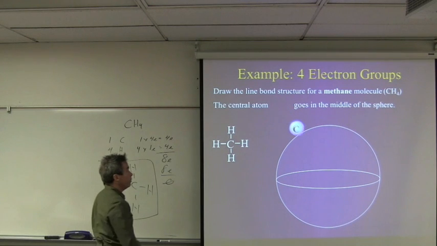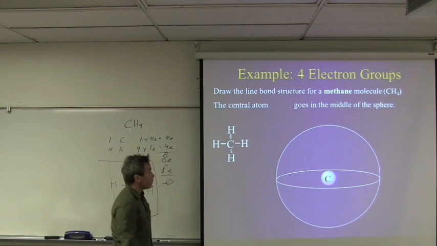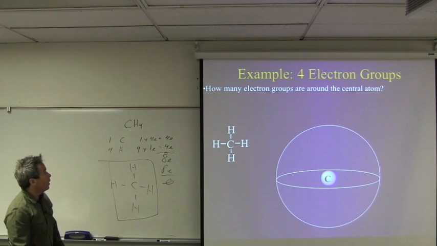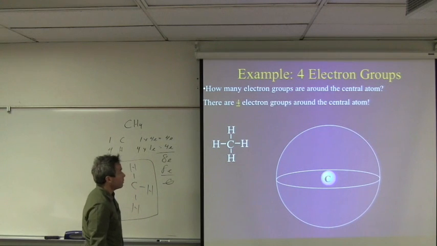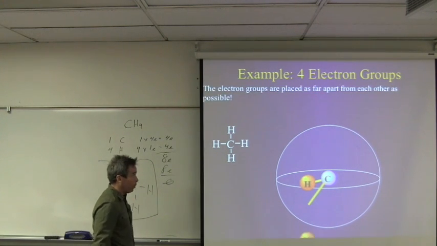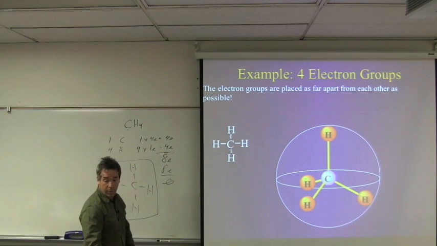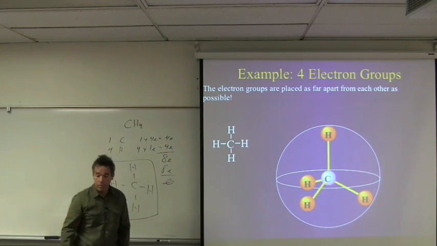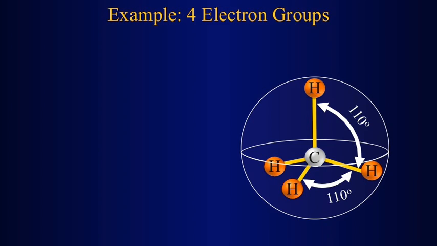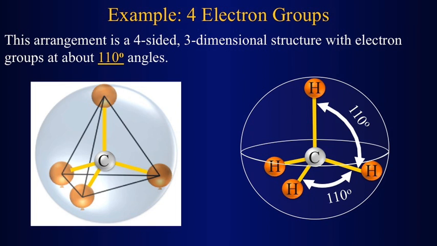We'll put the carbon in the middle. How many electron groups are around the central atom? 4. Put them as far apart as possible. Valence shell electron pair repulsion theory. And it has this geometry. When you have this geometry, you get this 4-sided arrangement. It's like a pyramid with a triangular base. So 4 sides, the base, and the 3 sides. Electron groups are arranged at about 110-degree bond angles. We'll round them off to 110.